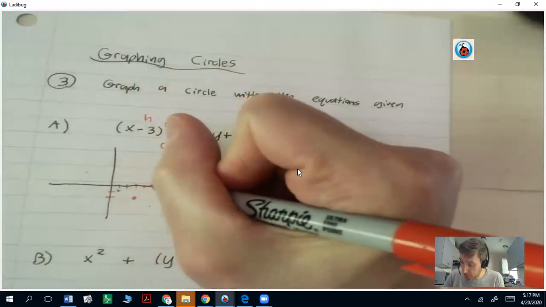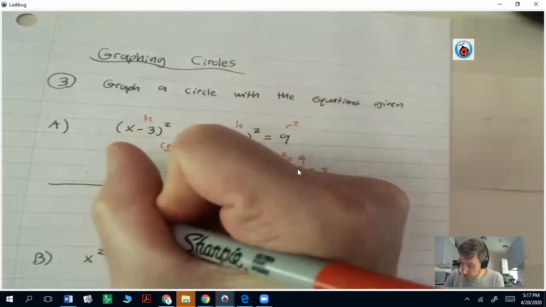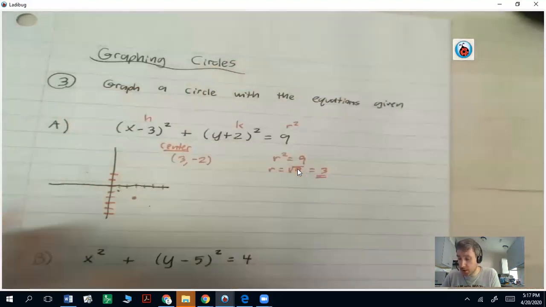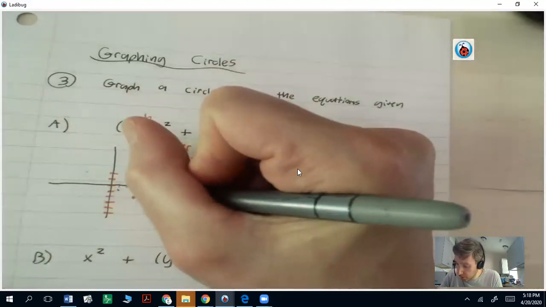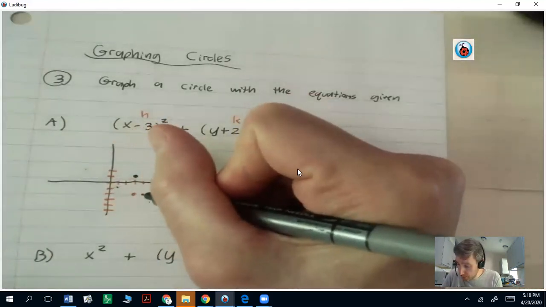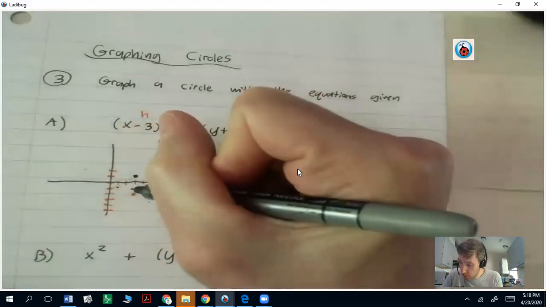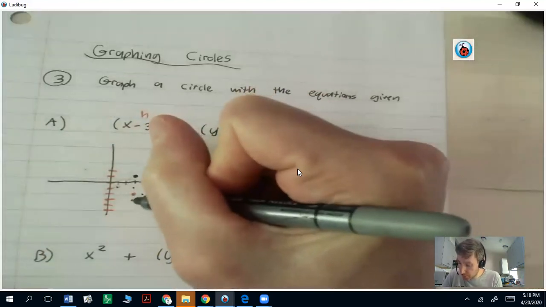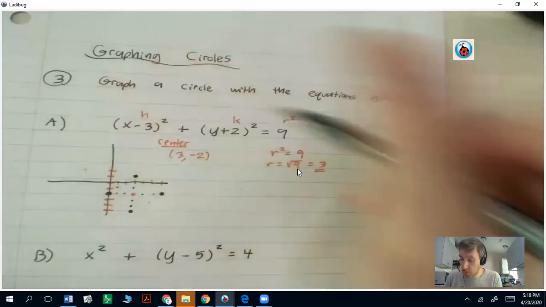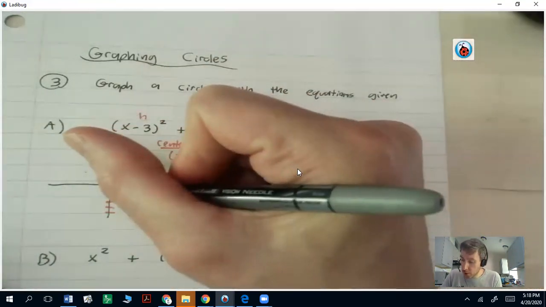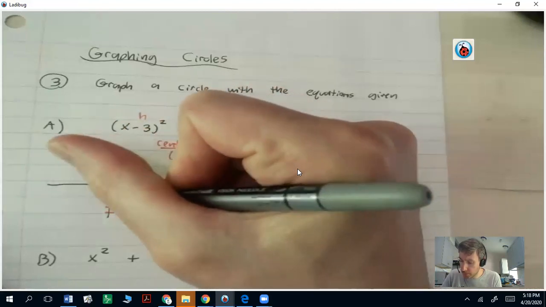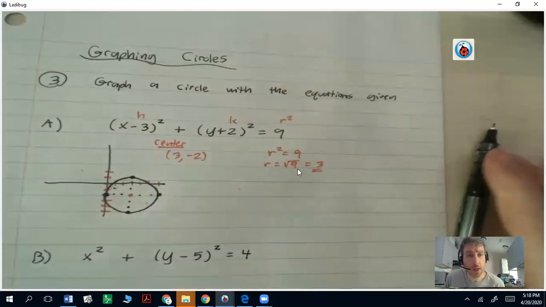So from that point at the center, I would like to go from that point up 3, from the center, right 3, from the center down 3, and from the center left 3. And draw your best circle through those points. It does not need to be perfect. No one's judging you on your circle drawing skills. That's your circle.